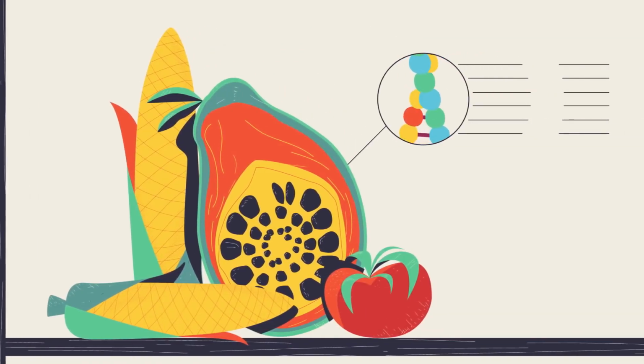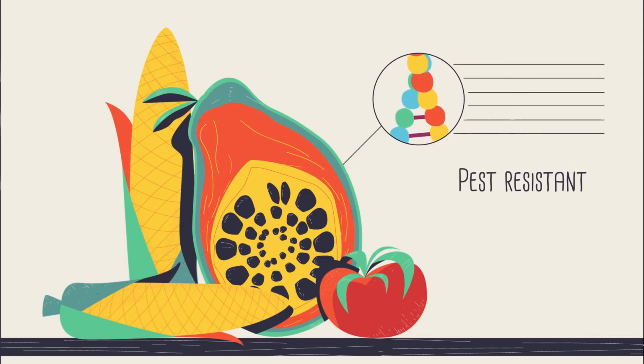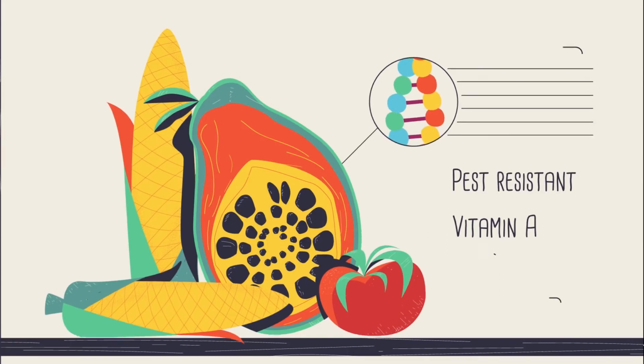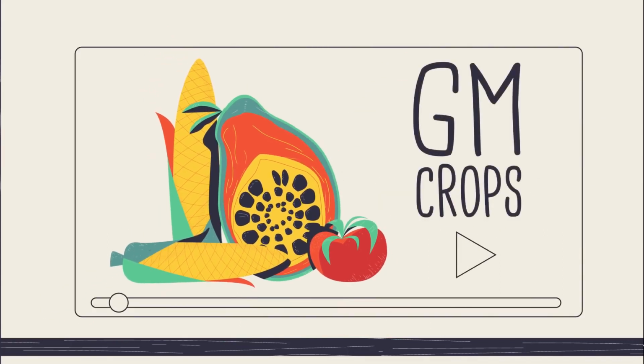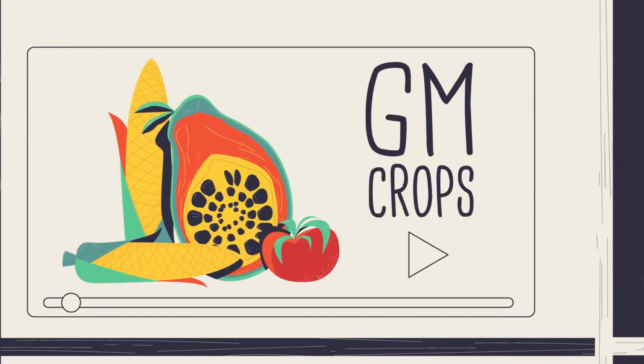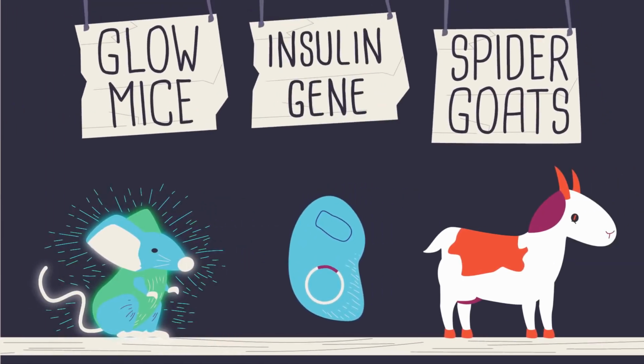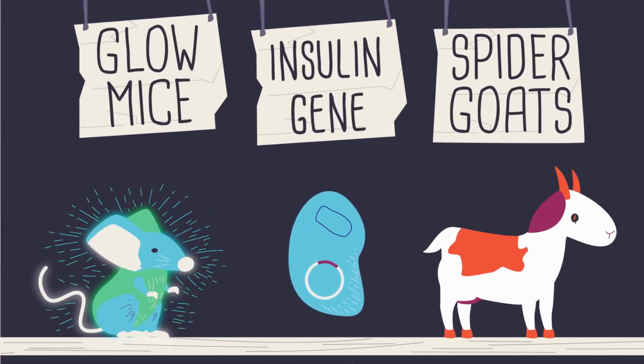Crops can also be genetically modified to make them more pest resistant, or to have nutritional benefits like additional vitamin A. To learn about GM crops, watch this video. So there we have genetically modified organisms that have had their DNA modified for some different uses.